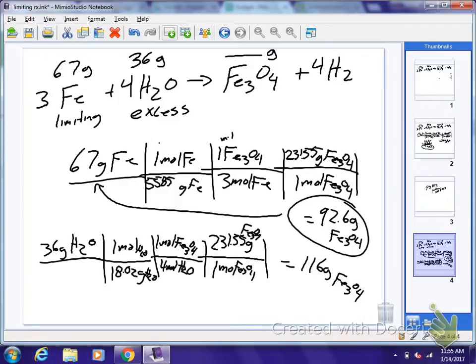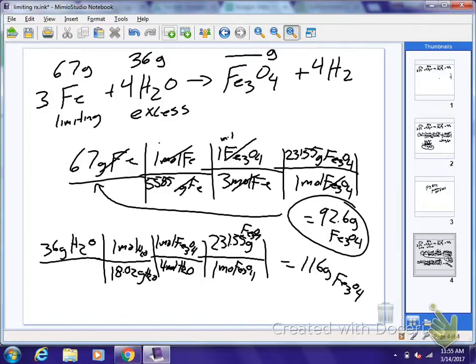Okay, so the left side should divide by 55.85 to get the moles. Grams cancel out. Moles of iron cancel out. Then moles of Fe3O4 to moles of Fe3O4 cancel out. And there's 231.55 grams.